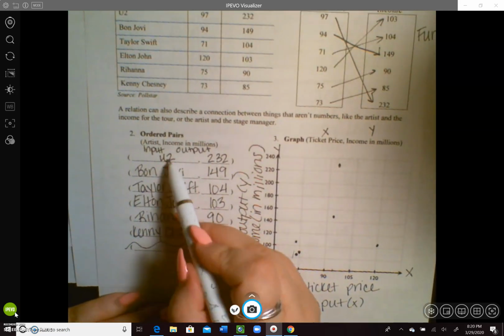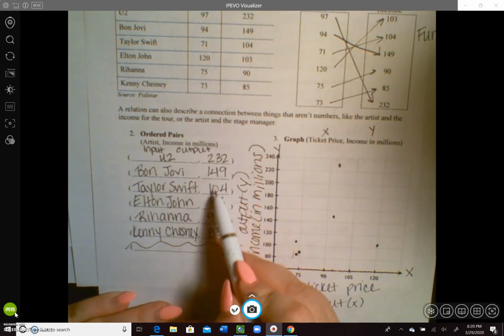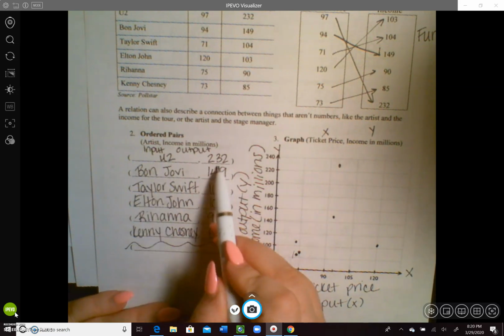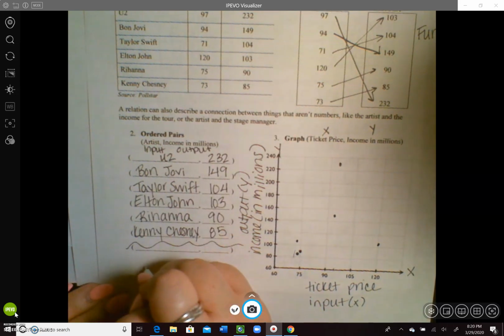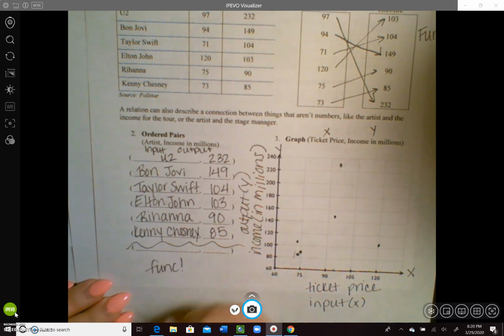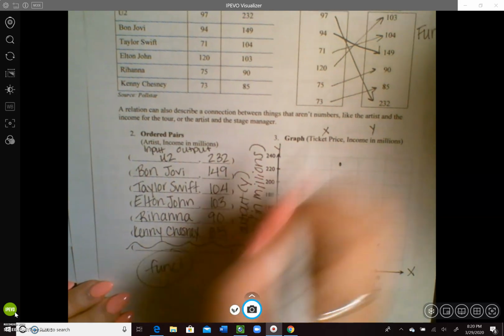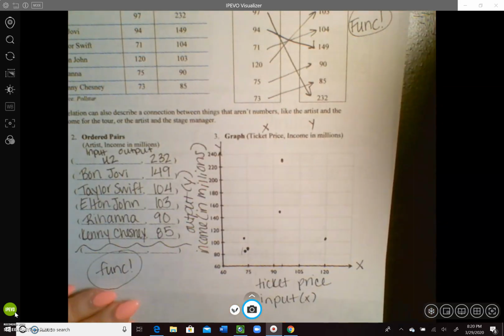Ordered pairs, inputs. Do any of these artists have 2 different output values? No. So this guy's a function as well. And I'm going to circle it so that it's a little more clear.